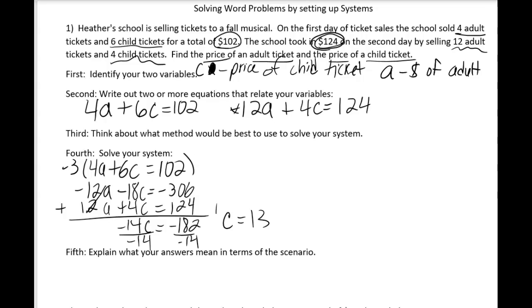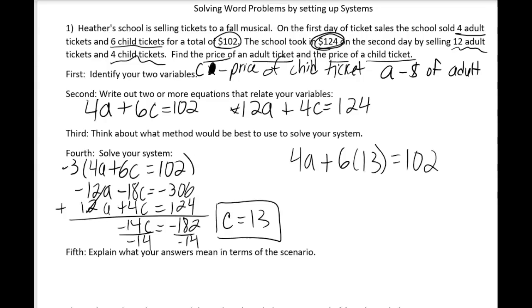Then once we have the cost of a child's ticket, I'm going to plug it into either equation to get the cost of an adult. I'm going to plug it into the first one. So from here, we're going to go ahead, multiply, subtract that over, and divide out. So we got 102, oops, I mean 78 there.